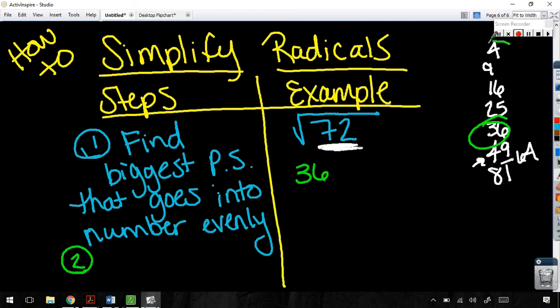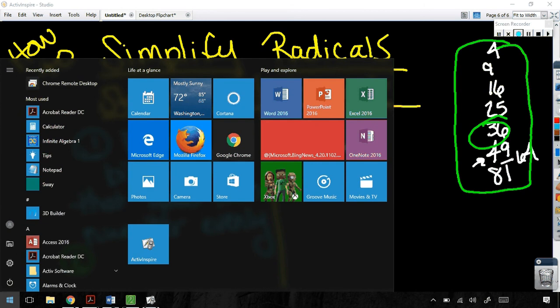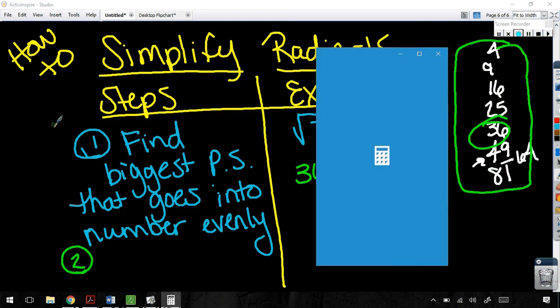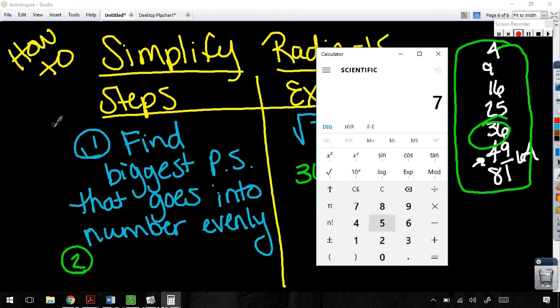This list over here is a list of perfect squares, yes? Yes, ma'am. If you take out your calculator and say 72 divided by 49, you get a remainder, absolutely. That one does not work. I'm working my way up this list to see what the biggest one is that will go into 72. So 49 did not work. 36 does work. You see that? There's no decimal. It's a nice even number.